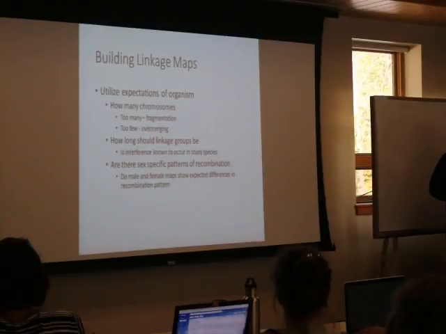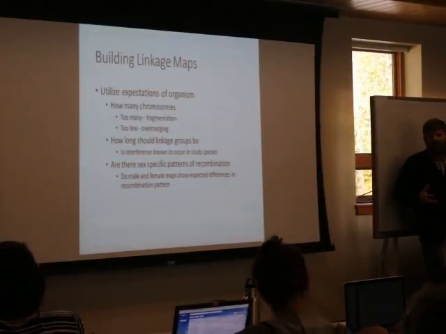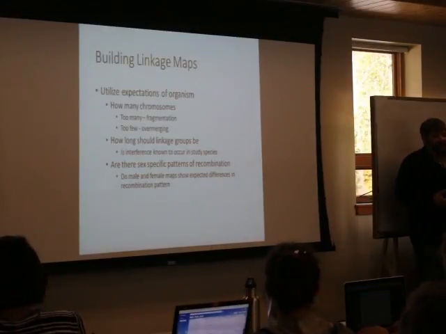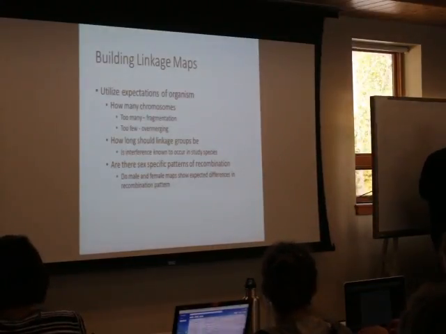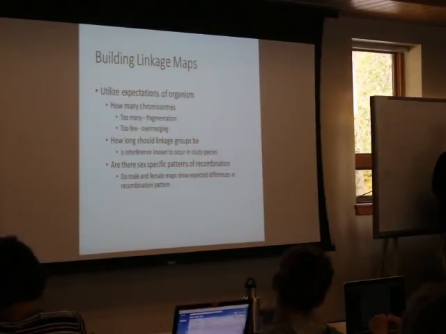So if you want to build a linkage map, in summary, you really want to use the expectations of the organism to help you decide if your map is of good quality or not. How many chromosomes are in your species? Are you finding that number of chromosomes in your linkage map? If you have too many, it could be fragmentation. If there's too few, it could be over-merging.